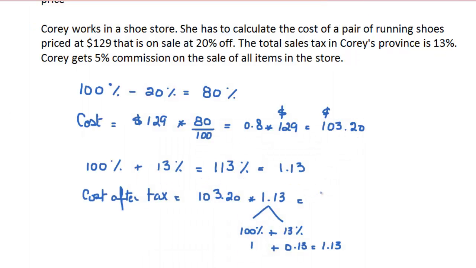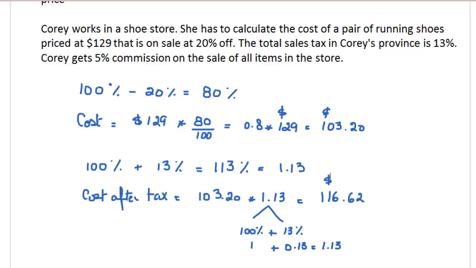116.62. This is gonna be the new amount with the tax. So till now I solved two steps. The first one, the price after discount. The second one, the price after the sale, after the tax.